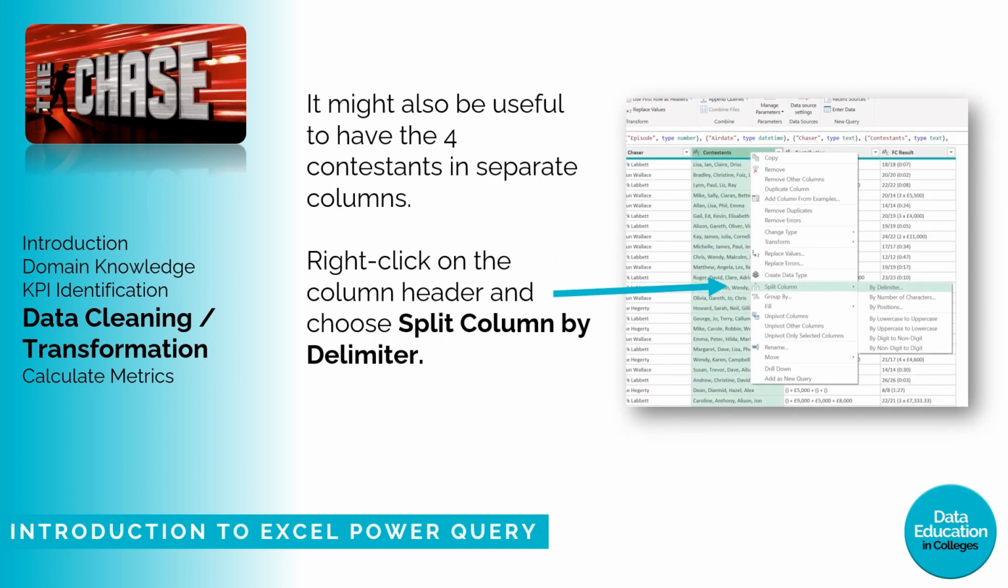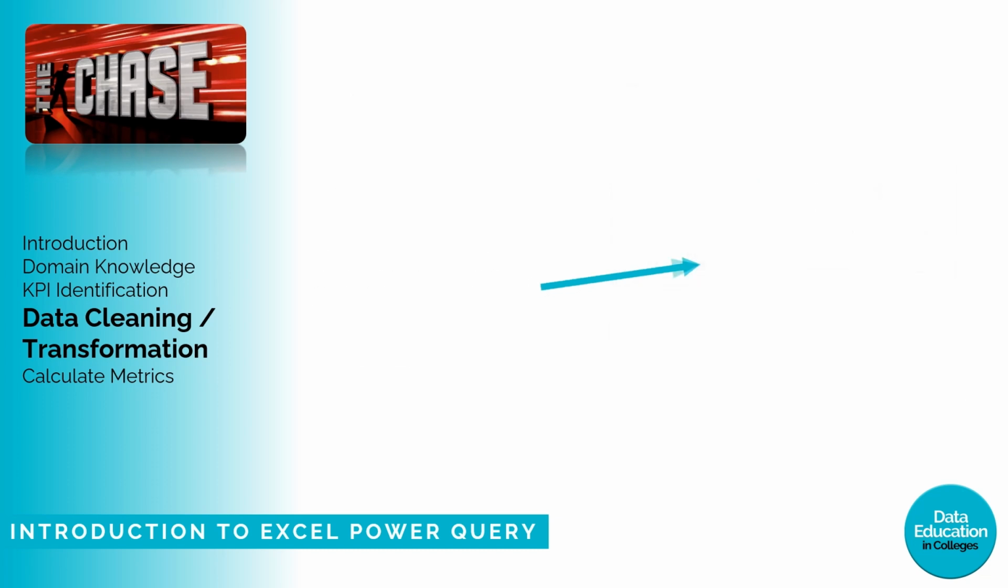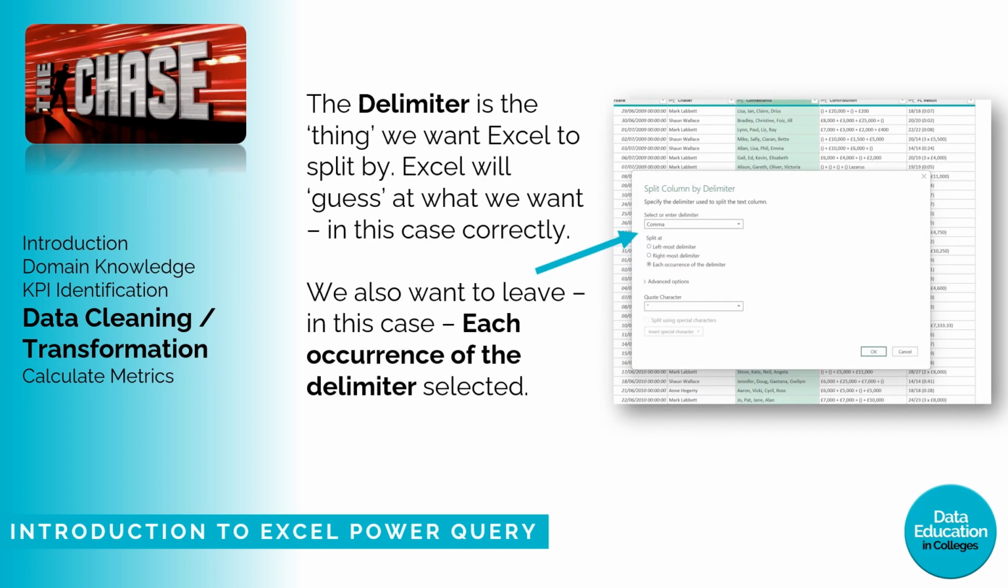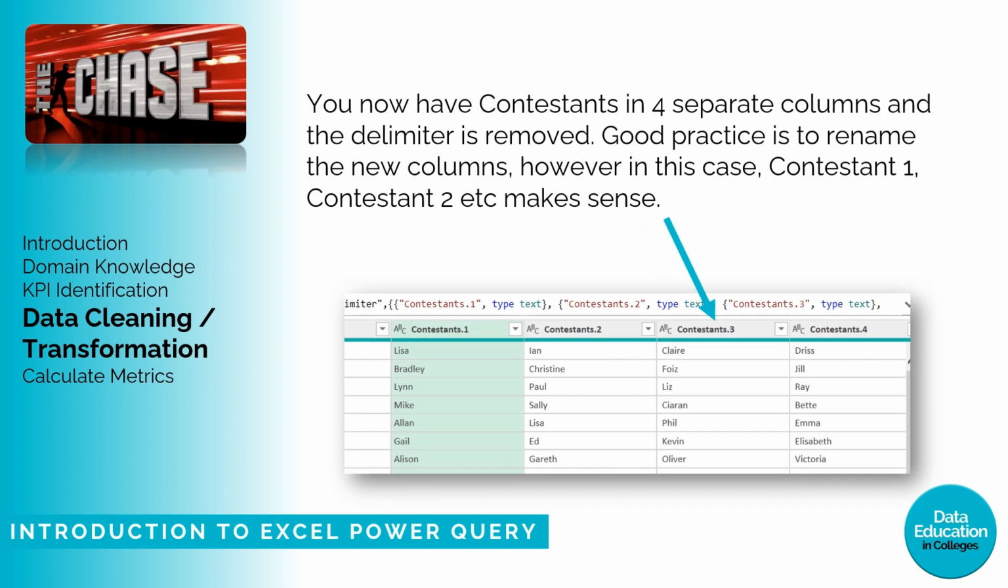It's also useful to split up the contestants. So right click on that column and go down to split column by delimiter. Delimiter is just the element that we want to split by. And quite often Excel guesses correctly, in this case it has. And we also want to split on each occurrence of the delimiter. Press OK. And your contestants column will be split into 4. As I said here, it does usually make sense to rename, but in this case, contestant 1, 2, etc. makes perfect sense.